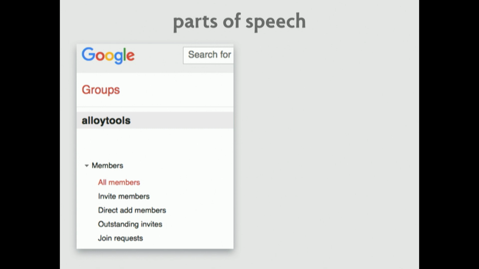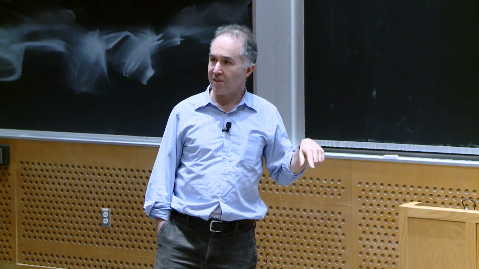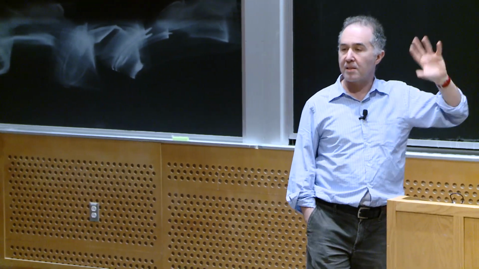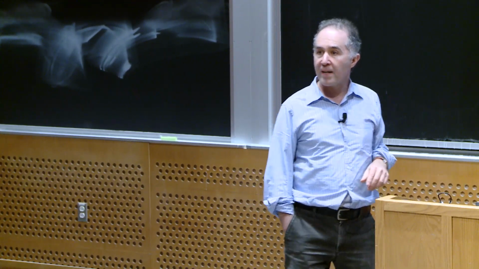Invite members. You see, they're all inconsistent. It starts with all members, and then it goes to invite members. Direct add members seems to be like invite members. It seems to be an action. Outstanding invite seems to be another query. Join requests is sort of ambiguous. It could mean, I don't think it means you join the request, so it's not an action. It's probably request to join. But the point is, just having these diverse parts of speech already kind of throws you.